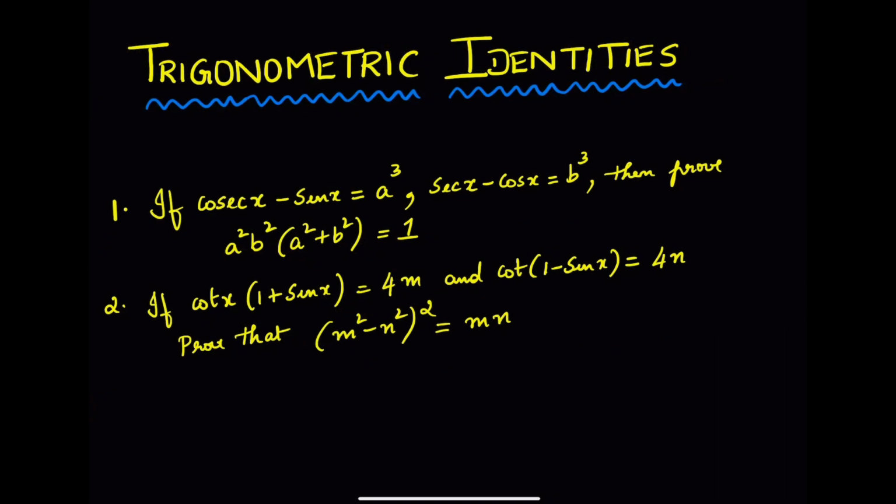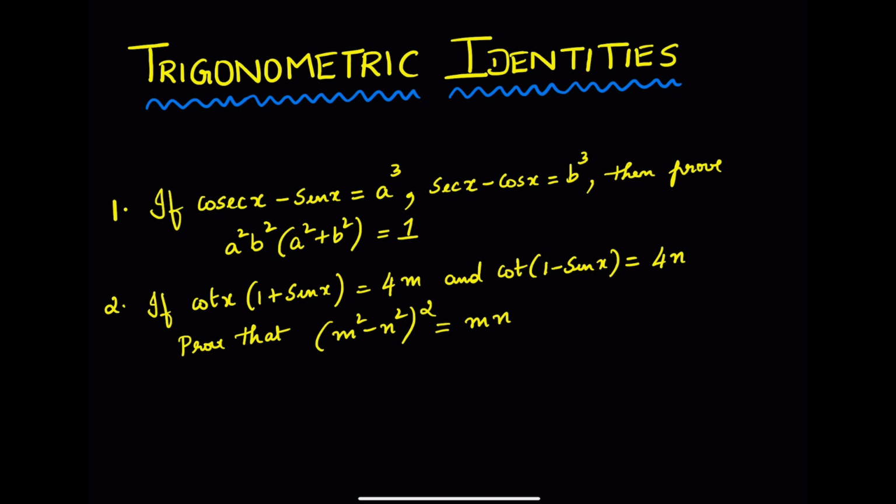In this video, let us solve a couple of challenging trigonometric identity questions. So here we have to prove, given that cosecant x minus sin x is a cube and secant x minus cos x is b cube, that a square b square times (a square plus b square) is equal to 1. So this is one equation we have to solve.